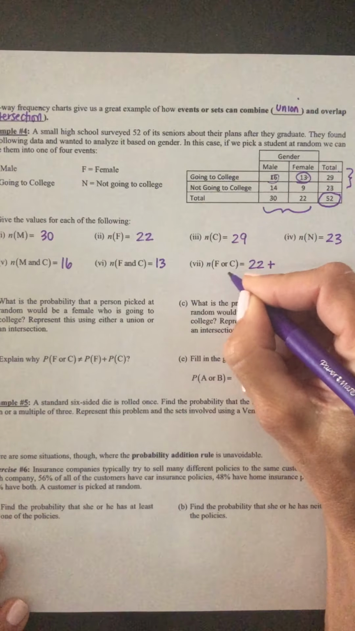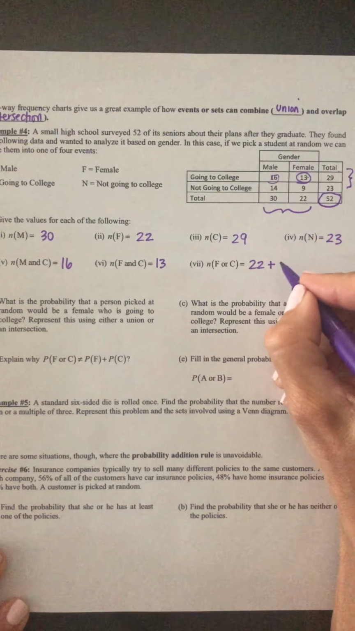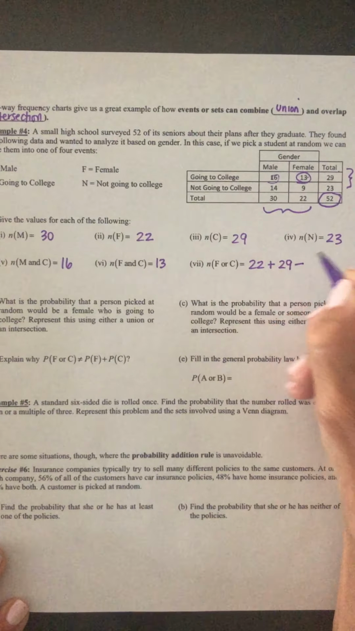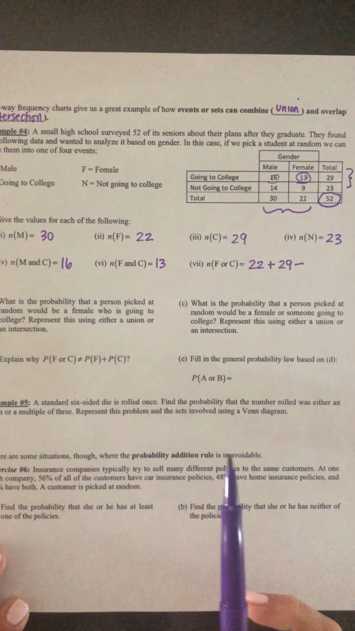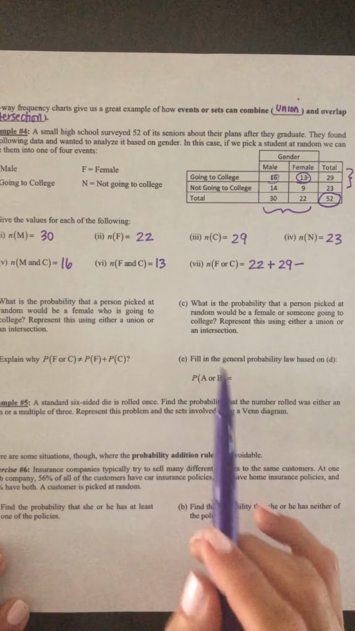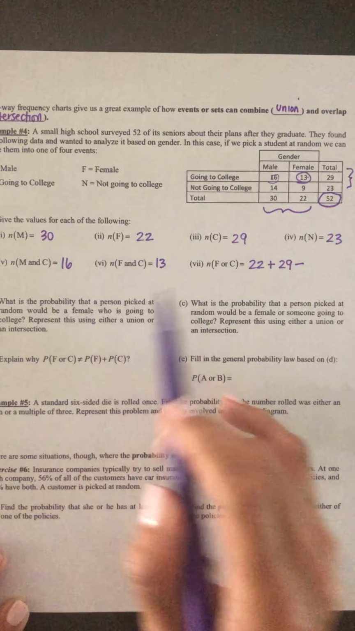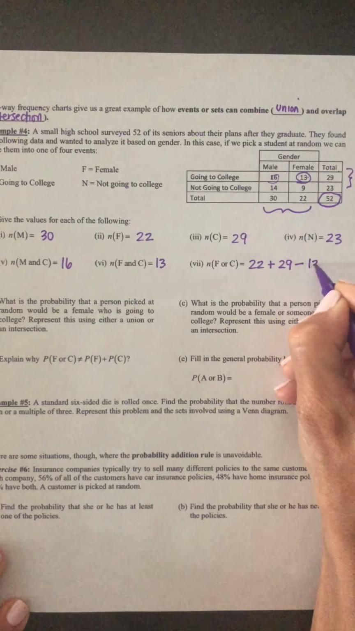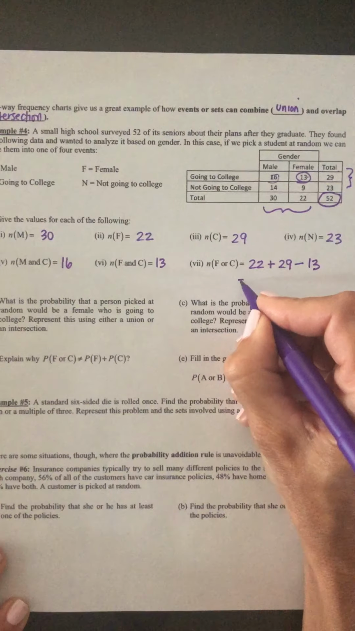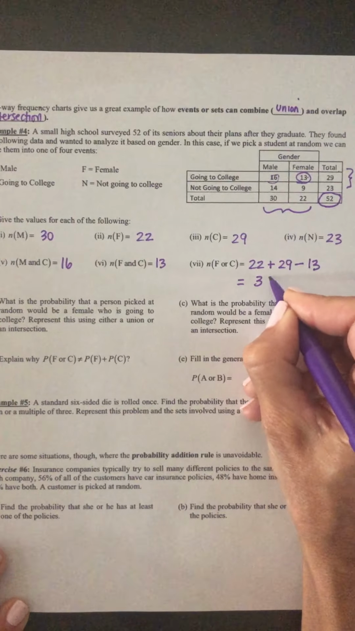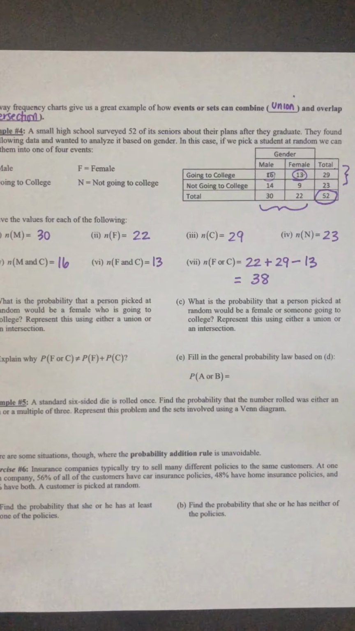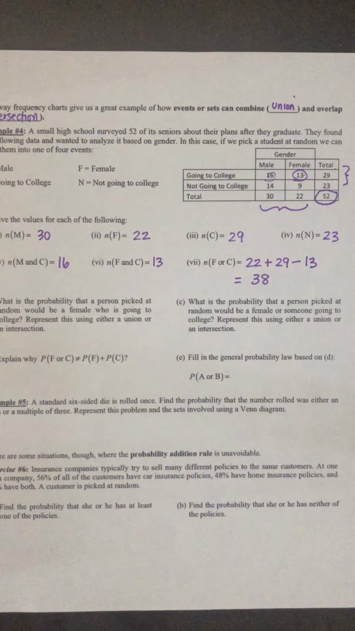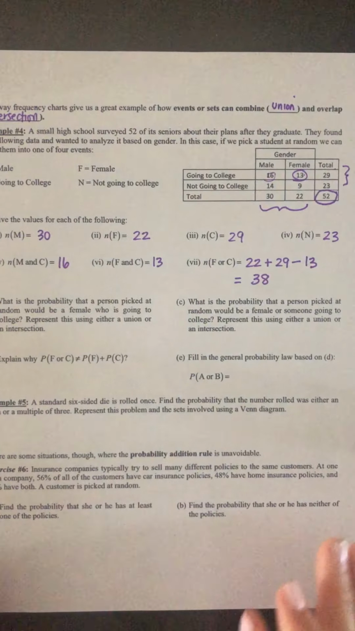And you're going to add to it the number going to college. The number going to college was 29. But you have to take out the double counting. So you have to take out the females going to college. The females going to college is right here, females in college. You have to take out that 13, which means you get a total of 38 that are either female or going to college. So this part here, the double counting, is what you have to be careful with.